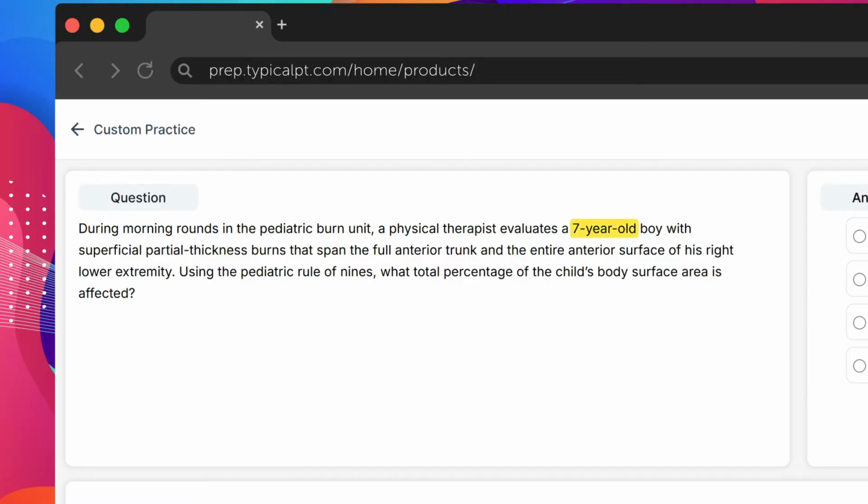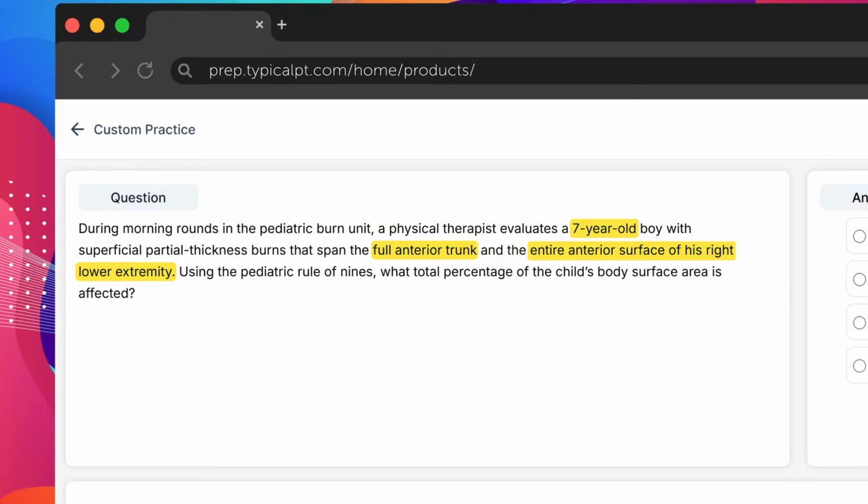So the child is 7 years old. Thus, we definitely need to know the pediatric rule of nines for this. And we know that the child has burns along the anterior trunk and the entire anterior surface of his right lower extremity. So what would that be? The anterior trunk for both adults and children is 18%. So that one we got off the bat.